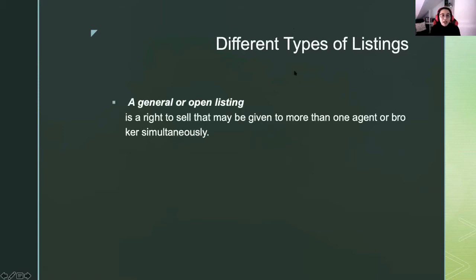So one, we have a general or open listing. It is the right to sell that may be given to more than one agent or broker simultaneously. So meaning you are not 100% committed to this particular realtor or broker. When you say you have an open listing, you are giving the right to more than one realtor.